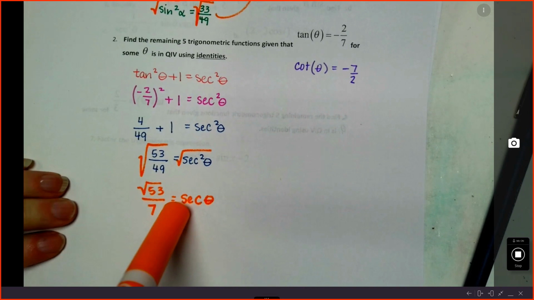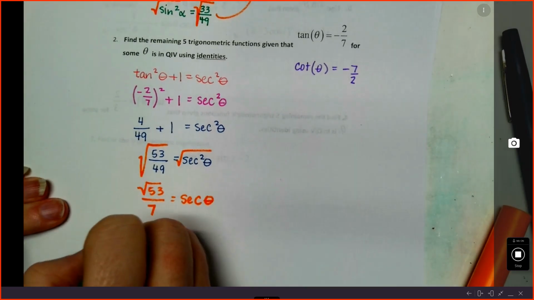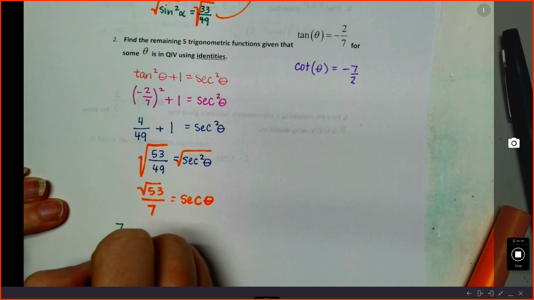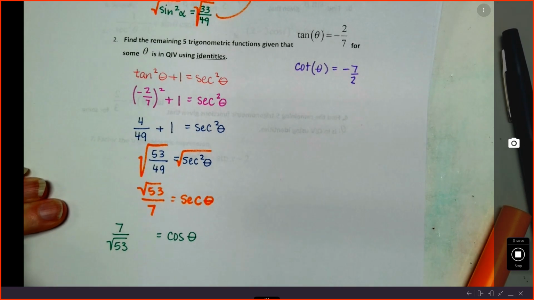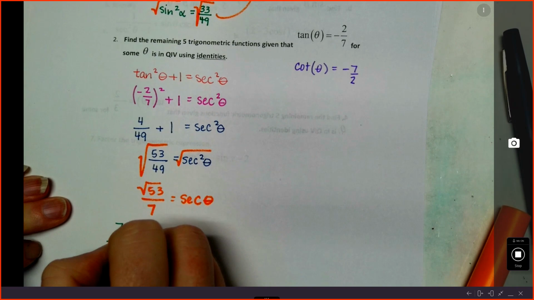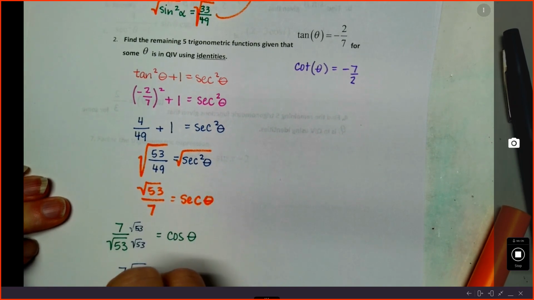And because I have secant, I can flip it over and get cosine. So 7 over square root 53 is going to be cosine. But of course, I have to rationalize that. I can't leave it. So I get 7 square root 53 over 53.